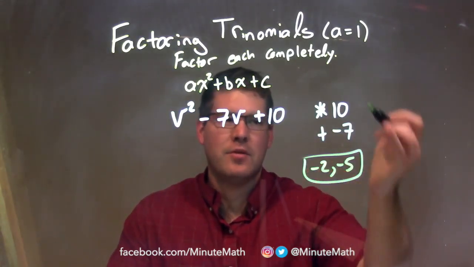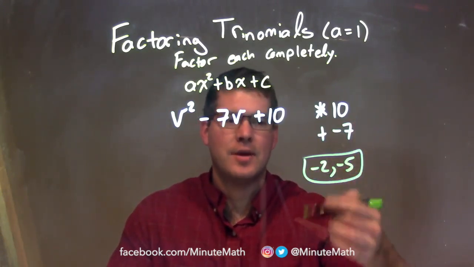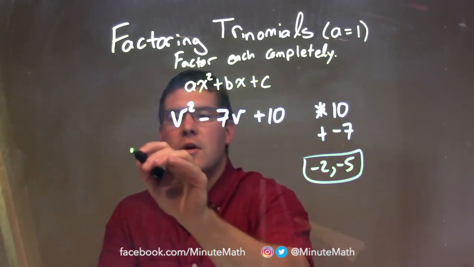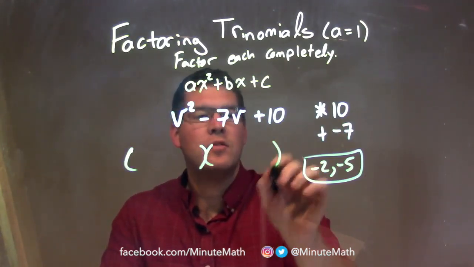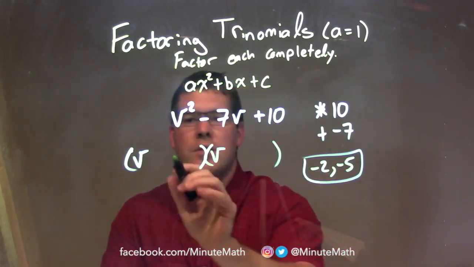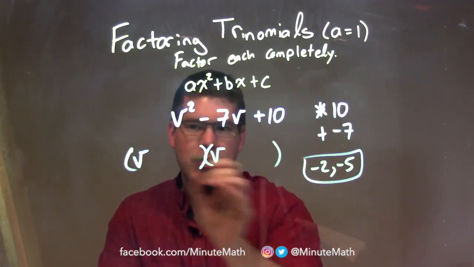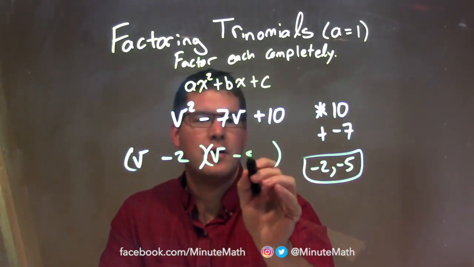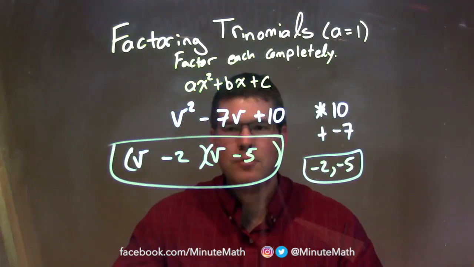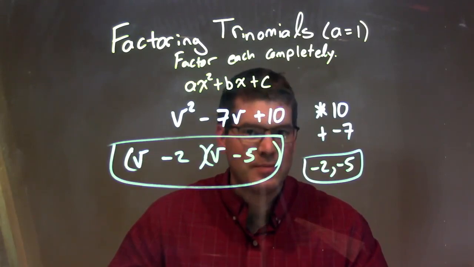Negative 2 times negative 5 is a positive 10, and negative 2 plus a negative 5 is a negative 7. So break this apart like I always do. b out in the beginning, okay? Then I put a minus 2 right there, and then minus 5. And there we have it. Our final answer here is just b minus 2 times b minus 5.